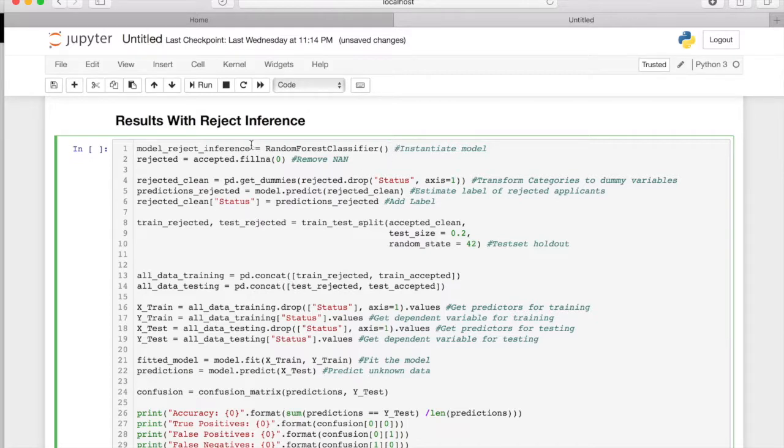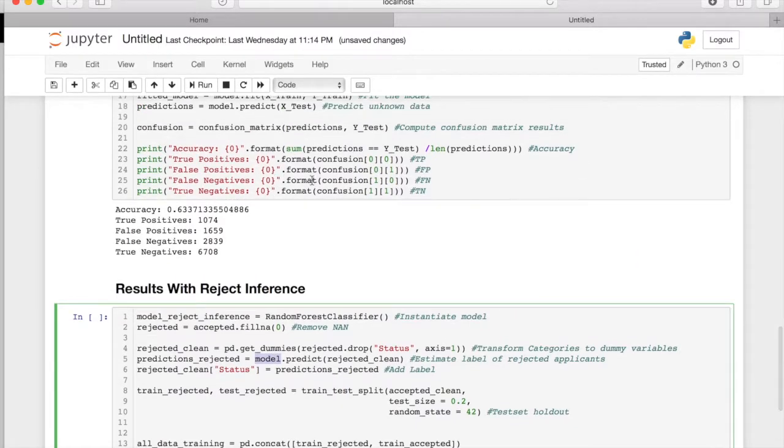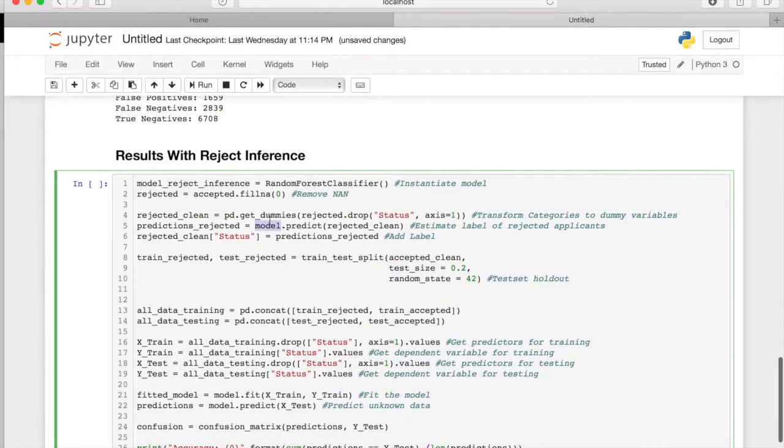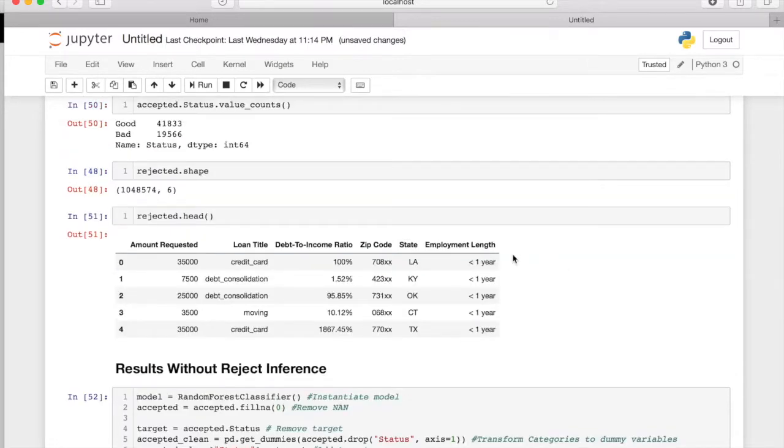We again instantiate a new model, take care of the NA variable. And what we do here is we use the model that we computed on the biased sample. The biased sample is, of course, the applicants who managed to get a loan, so the accepted applicants. We use this model to predict the likely label, to have an estimation of what the target variable will be for our rejected applicants, because once we have this target variable, we're not missing it anymore.